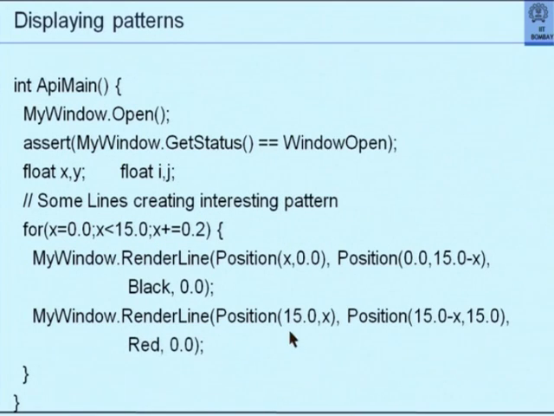Simultaneously, I render another line which is 15,x and 15 minus x,15. Okay. So x will be 0 initially, so this becomes the y coordinate. So I am drawing a line starting with x equal to 15, y equal to 0, going up to x equal to 15 minus x, that is 15 only, and up to 15. So 15,0 to 15,15, that is the line I am drawing. So full vertical. And then accordingly that line will also shift. So when I complete this iteration, it would have drawn a large number of lines, creating the pattern that we saw. We'll see that again.